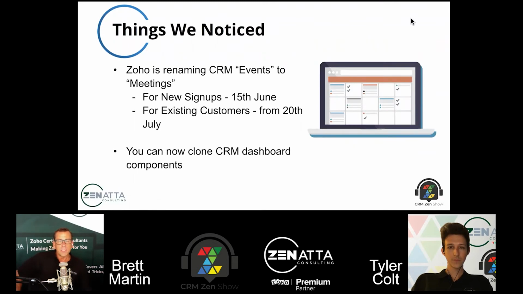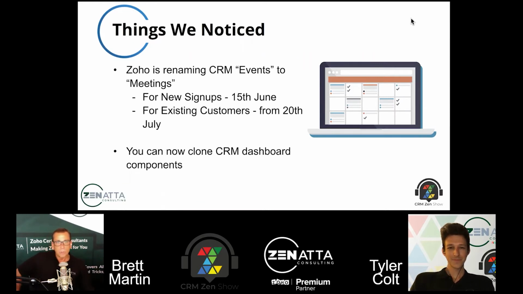And moving on to things we noticed. This really isn't something that we noticed. There's an article about it that they were talking about over on the Zoho Partner Portal. But this is a long time coming, and it's so simple. In Zoho CRM, under activities, you have calls, you have tasks, and you have events. And what events really are is they are meetings. And Zoho is changing the name of events to meetings, so we can all applaud there.